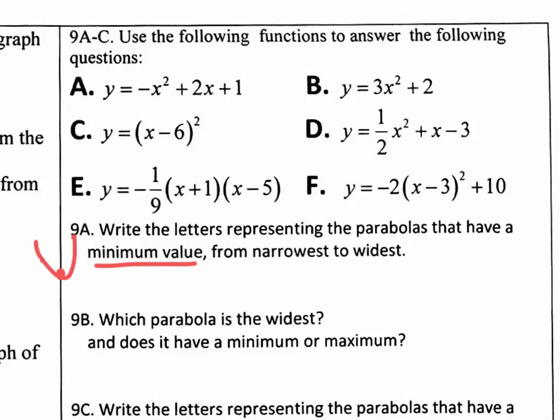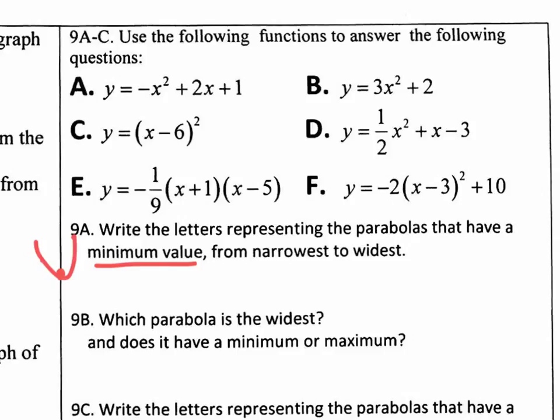Remember, if you have a 3 out here, then that means it got vertically stretched by 3. It's pretty narrow. But if you have a regular A value of 1, then you have a regular U-shaped curve. It's not that narrow. But if you have an A value of 1/2, technically that's a vertical compression. So it's definitely wider. Okay?